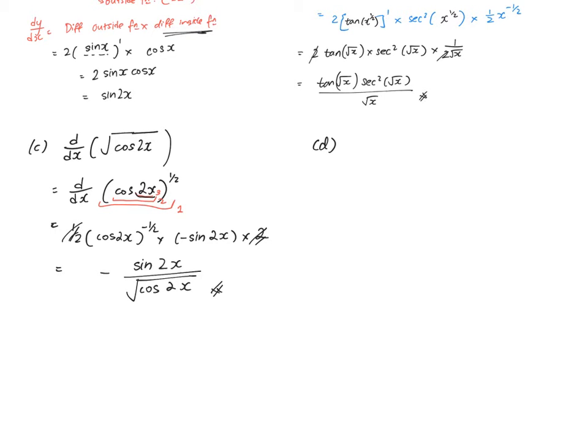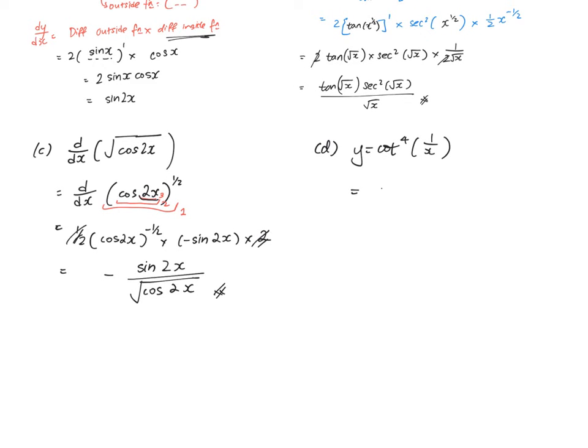Part D, we are differentiating y. y is equal to cotangent to the power of 4, 1 over x. Again, I see this as cotangent 1 over x to the power of 4. If I differentiate this, I look at it as the outer function, second layer, third layer.